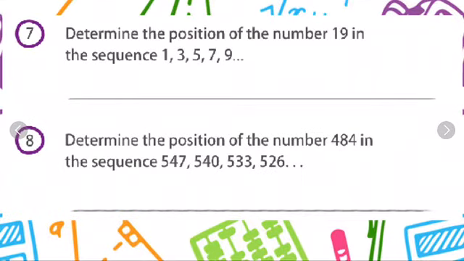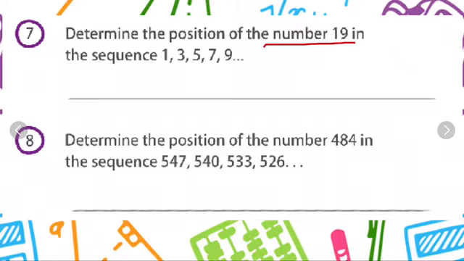Exercise number 8, okay? On exercise number 7: Determine the position of the number 19 in the sequence. Observe the sequence 1, 3, 5, 7, 9. They want to know the position of the 19th term, okay?